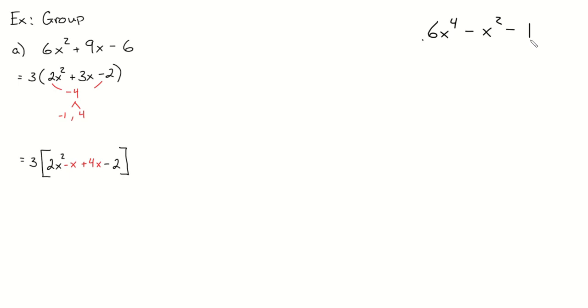What comes out of this group? X on both of them? I would take out the GCF here. What did you take out of that first one? X. And it left behind a 2x minus 1.